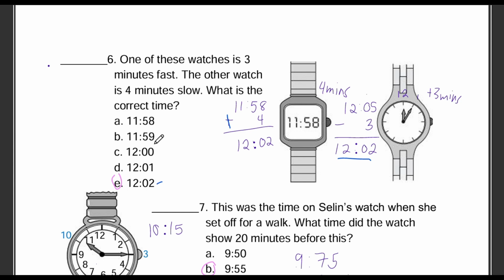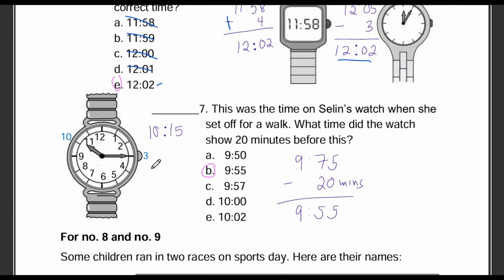A. 11:58 is slow. B. 11:59 is too early. C. Circa 12 o'clock is too early. D. 12:01 is too early. Now, let's tackle question 7.